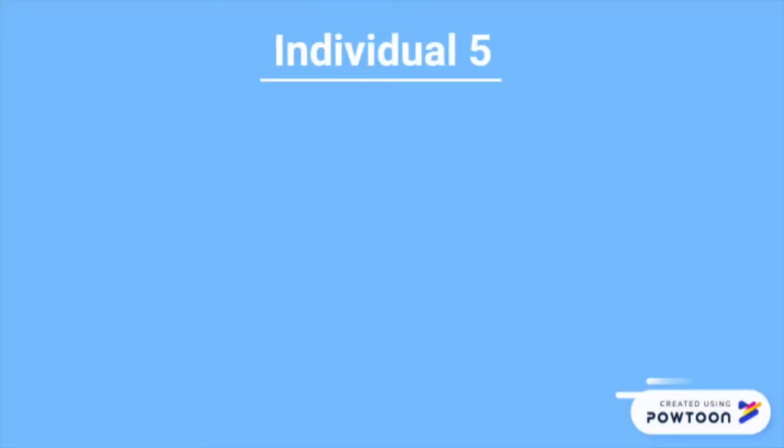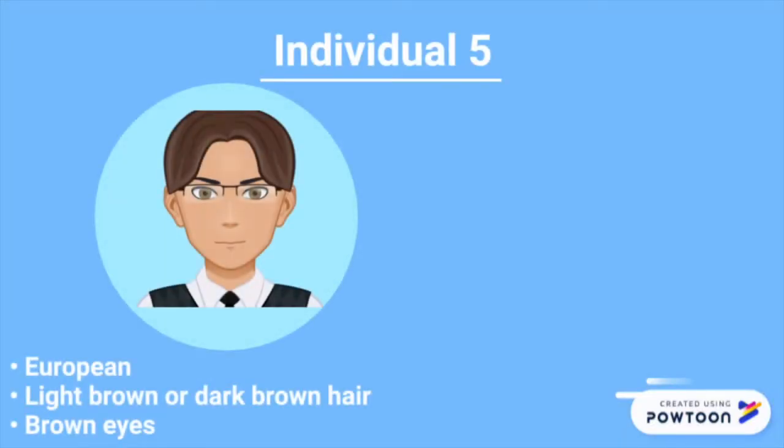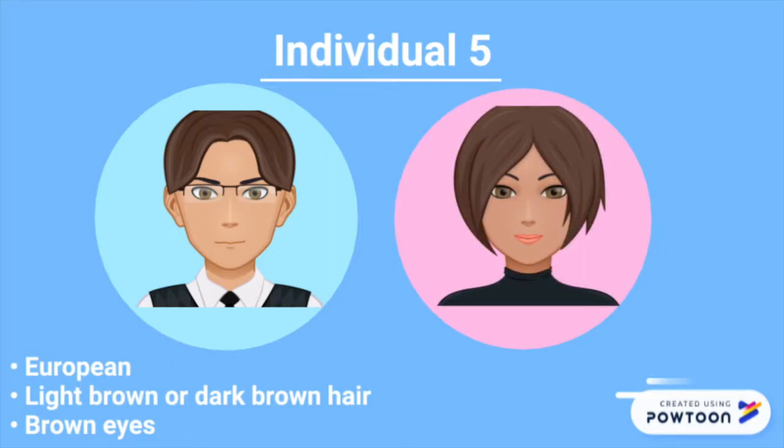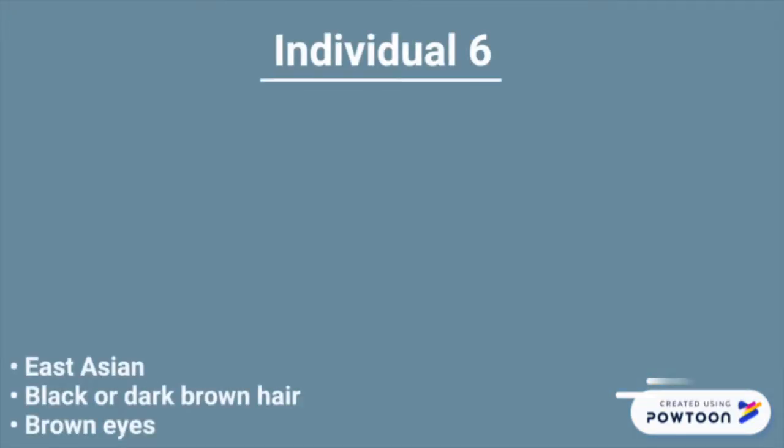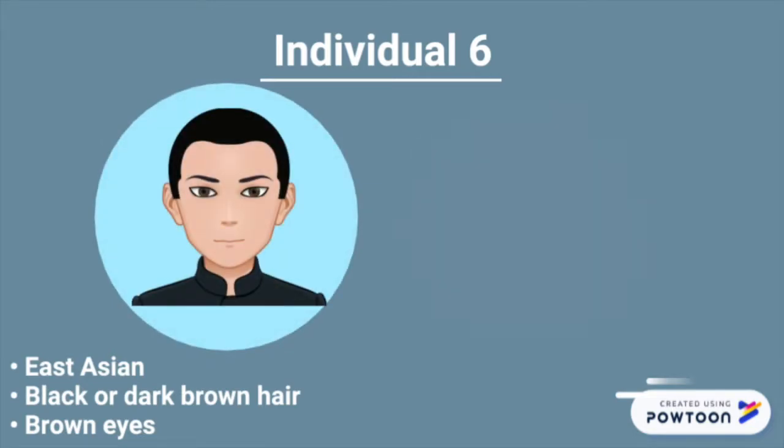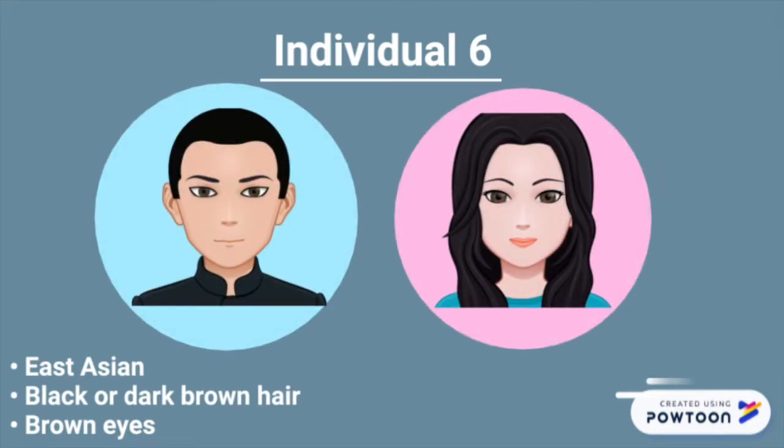Individual 5 is predicted to be European with no admixture, aligning with the PCA plot. They are more than 1 billion times more likely to be European than both South Asian and Oceanian. They are predicted to have light brown or dark brown hair, with an 81% probability they have brown eyes. Individual 6 is predicted to be East Asian with no admixture, aligning with the PCA plot. They are more than 1 billion times more likely to be East Asian than American or South Asian. They are predicted to have black or dark brown hair with a 79% probability they have brown eyes.